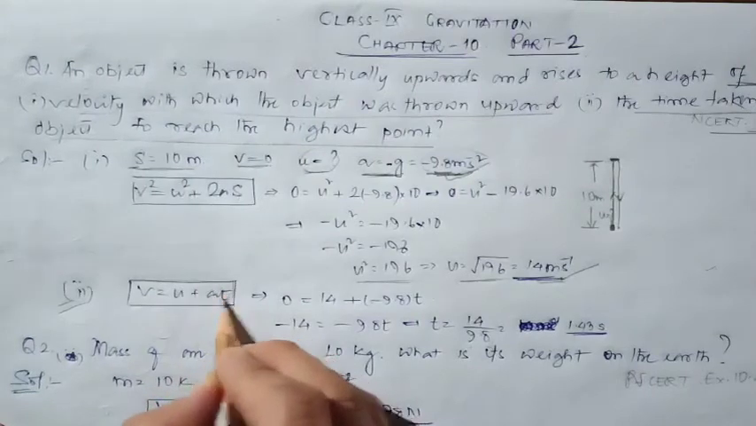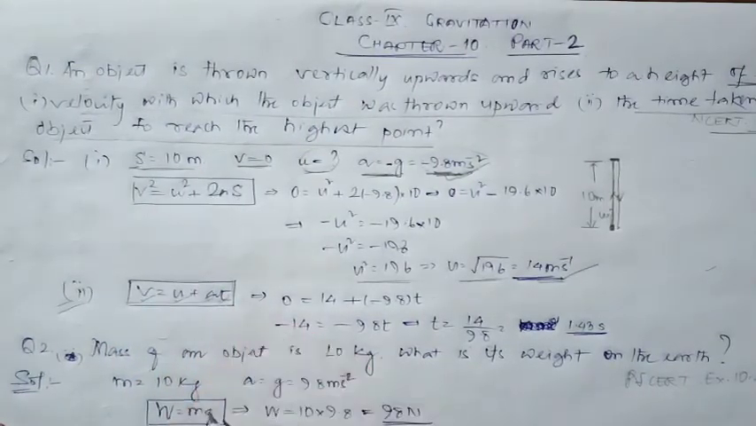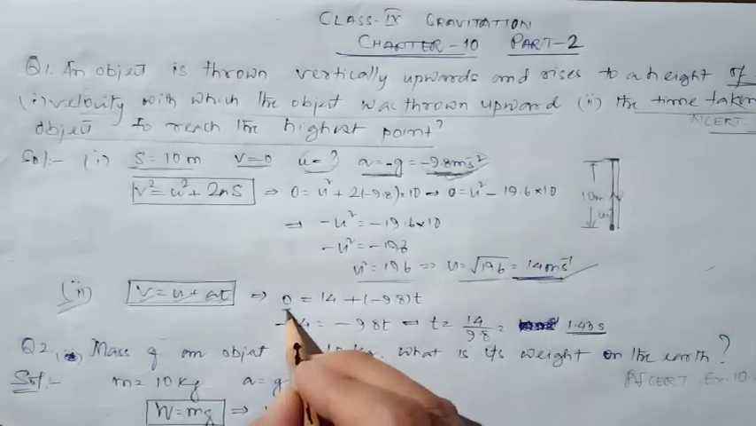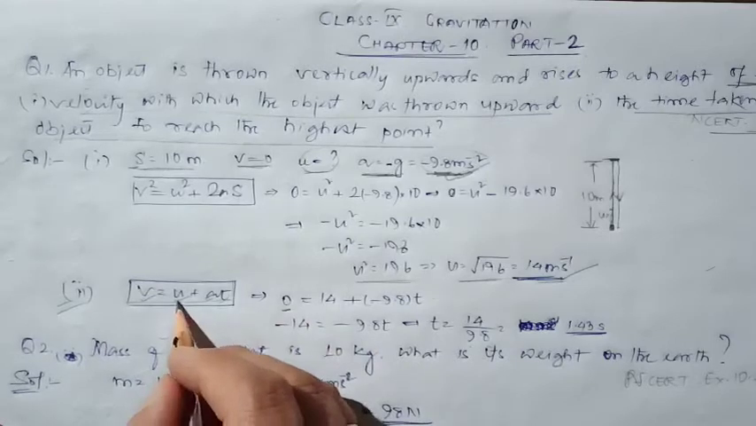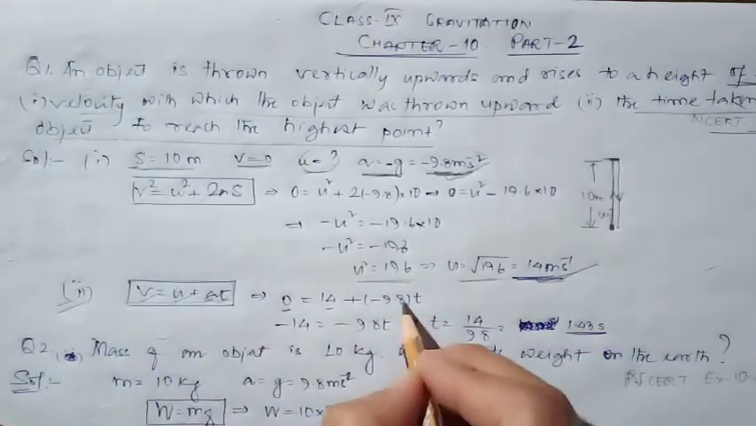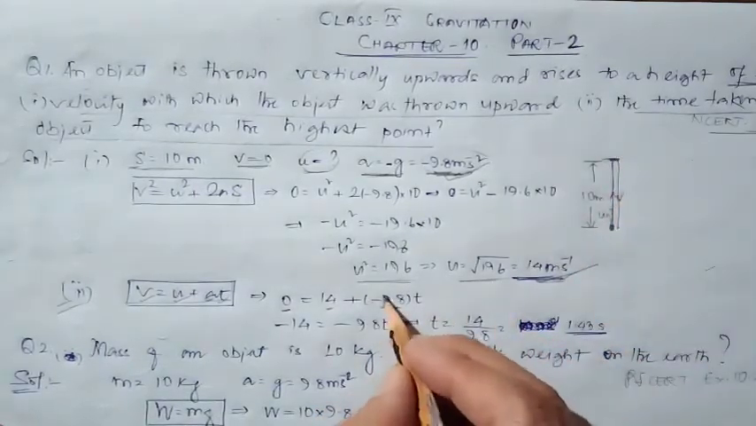Now students, we have these equations to calculate the time. V is the final velocity, U is the initial velocity, A is the acceleration, T is the time. Now students, when the body reaches the maximum height, the body's velocity becomes 0. Initial velocity is 14. It's already determined. Acceleration, as I mentioned, is minus 9.8. Why minus? Because the body is going upward, the speed is decreasing, so it's minus.